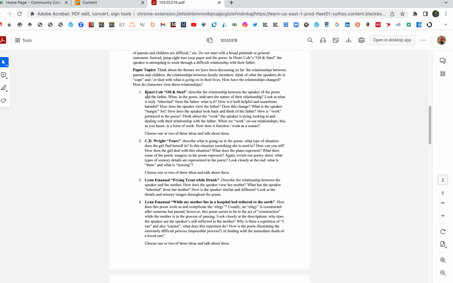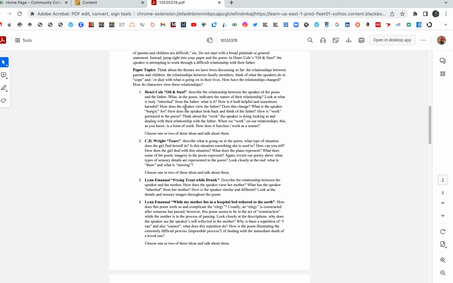So the first poem, Henri Cole's "Oil and Steel." Describe the relationship between the speaker of the poem and the father. What in the poem indicates the nature of their relationship? Look at what is truly inherited from the father. What is it? Remember, it's not the plaid shirt and the motor oil. It's a knack for solitude, which has been mostly useful. Look at how it is both helpful and sometimes harmful.